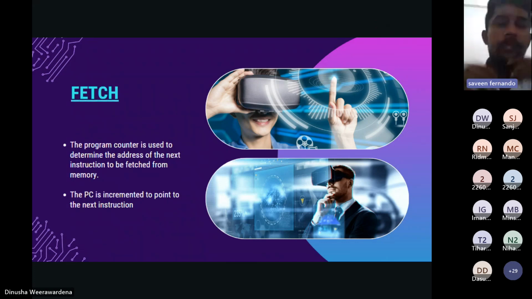So first and foremost, we must understand the fetching process, since it's the first step of the execution process. The fetching process is a fundamental step in the execution of instructions by a computer system. It involves retrieving the next instruction to be executed from memory, making it available for further processing by the CPU.